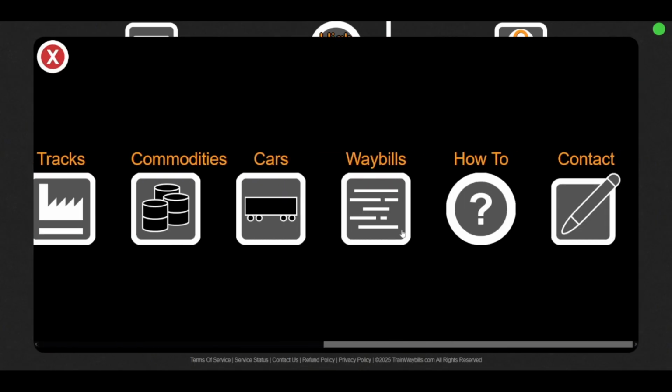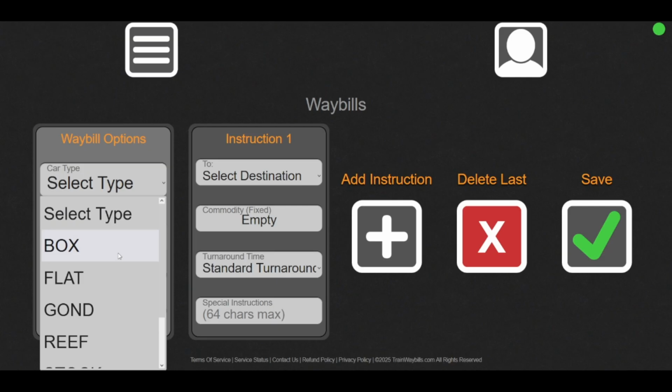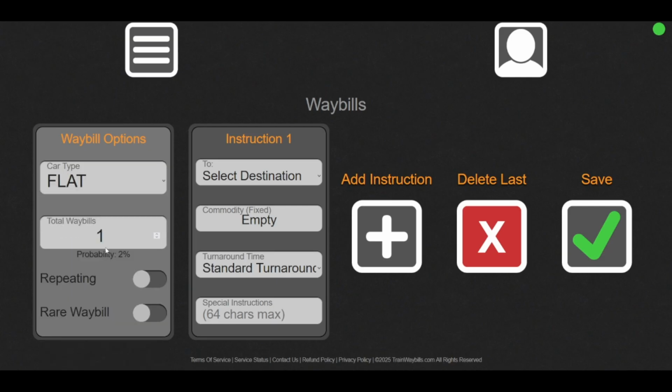Okay, so firstly, we're going to create a waybill by going to Waybills and then create. So the first thing we're going to do is say we want to create some logs going from a logging industry to the lumberyard. So we'll just make a simple 2-cycle waybill. So obviously this is going to go on flat cars. You can add as many waybills as you want. So for instance, this one I'm going to do 10, which will give me a probability of 17% of this particular waybill being assigned to a flat car.